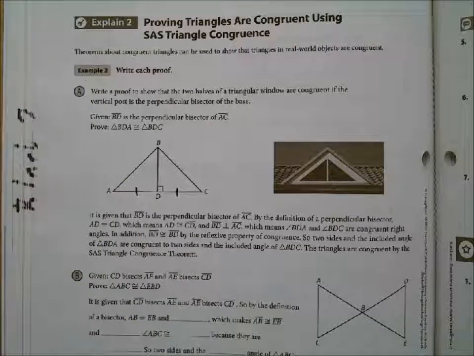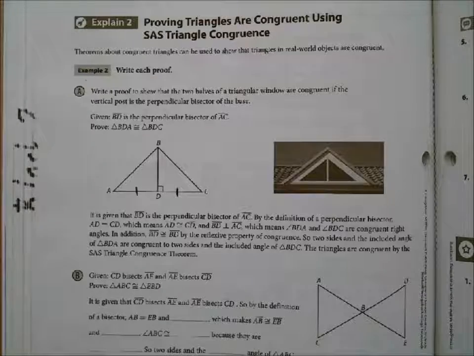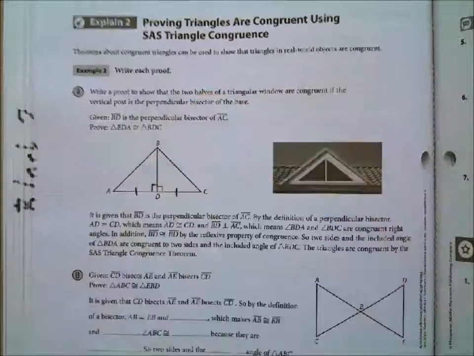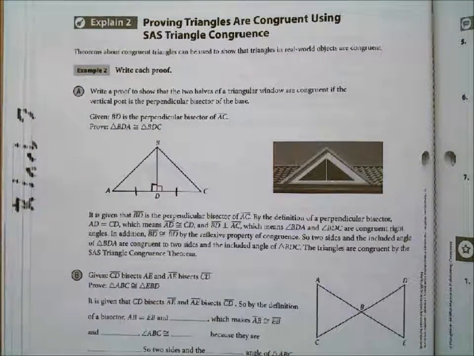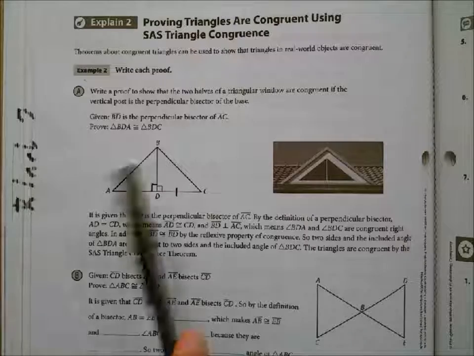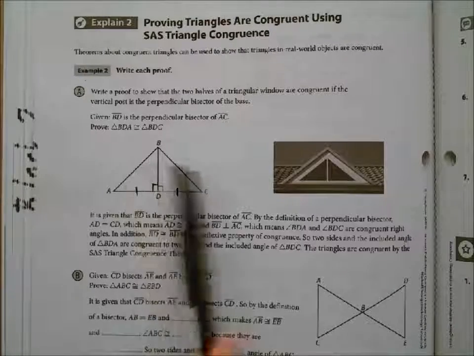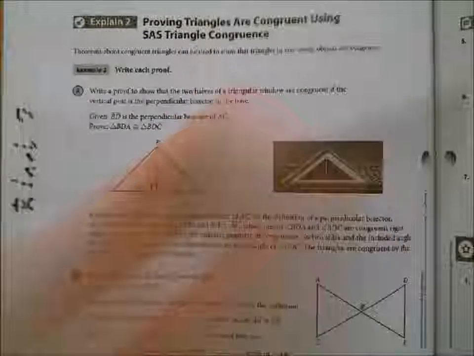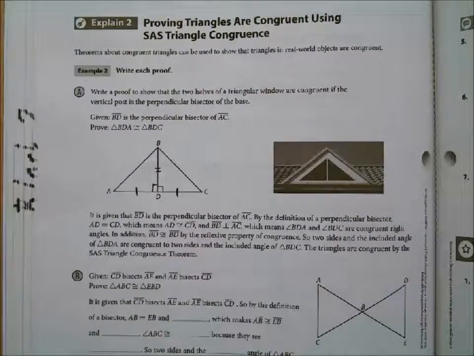Jackson? Angle ADB is a right angle. Yes, angle ADB is a right angle, must be. All right, so we have a side and an angle. Can we come up with another piece of congruent information between these two triangles? What else will be congruent between these two triangles? Avery? Yes, BD will be congruent to itself. Right? BD is congruent to itself.